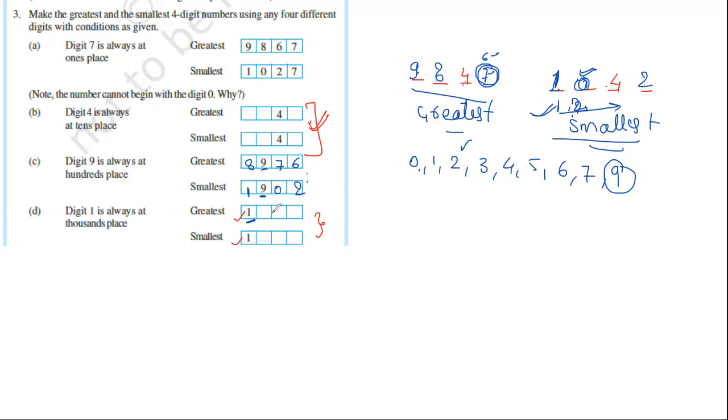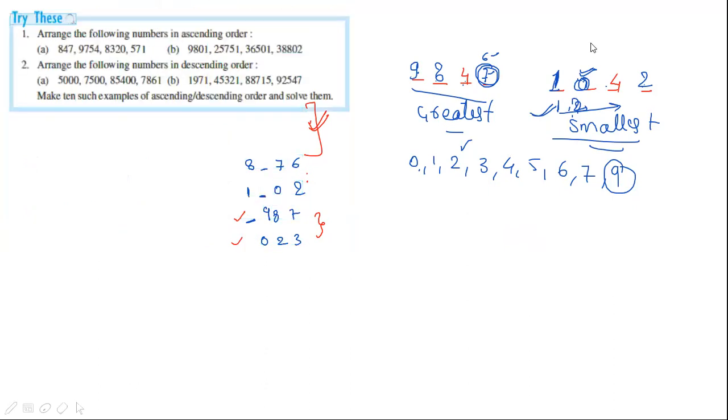Same thing will apply here. When he has 9, 8, 7, this will be like row 1. Okay, so let's move on to the next part.